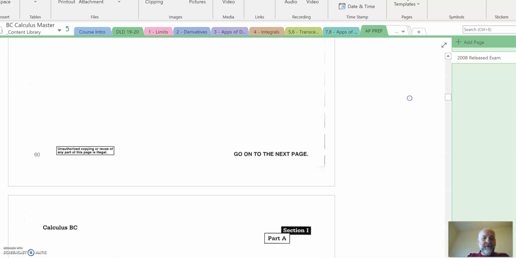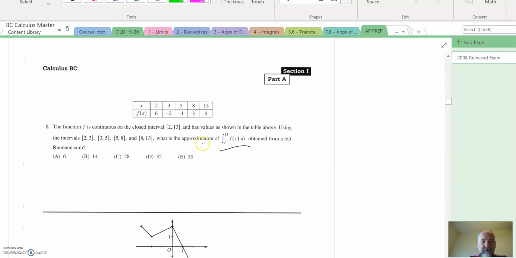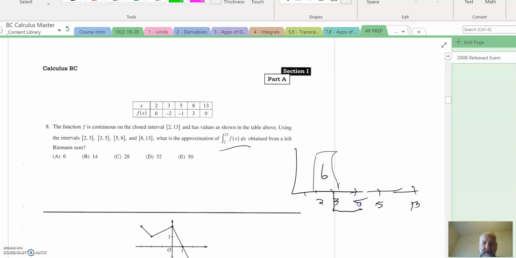Okay. So first, number 8 was the first requested problem. Riemann sum. We have to integrate from 2 to 13. Left Riemann sum. So this thing is going through 2, and then it goes to 3, and then to 5, and then 8, and then 13. These intervals aren't even. And we're using a left sum, so the y value here is 6. So this is an area of 6. And then the next one, the y value is -2 at 3. So that's -2.